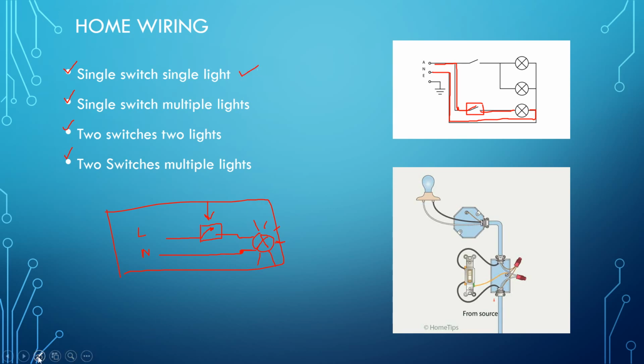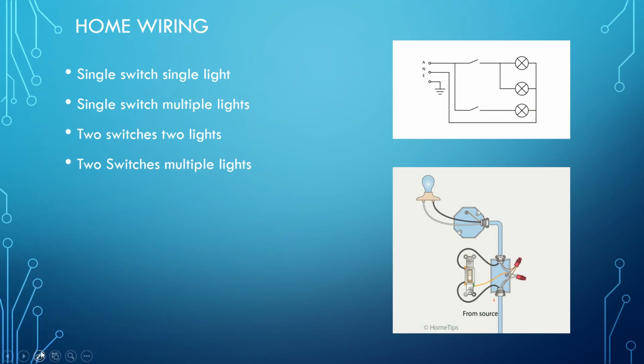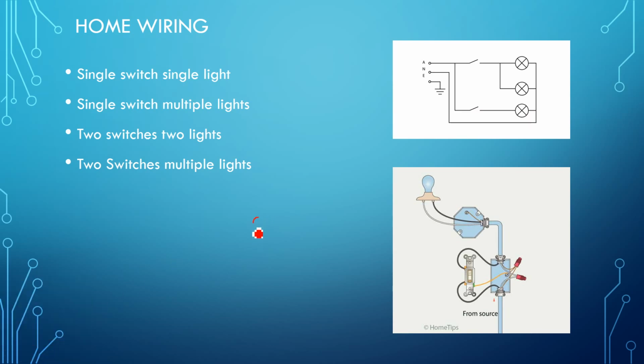Okay, now let's discuss single switch with multiple lights. For example, if we have this light and this light, as you know, both will have neutral terminals. So we will take the neutral line. This is, for example, our neutral line. We will give it directly to this one.